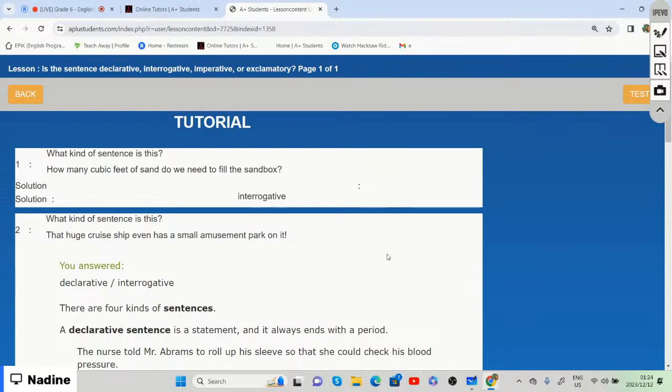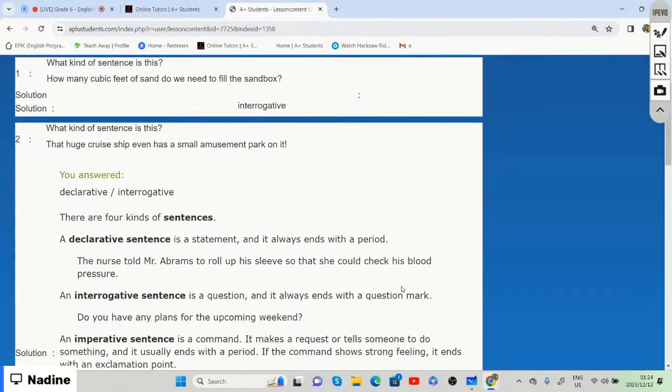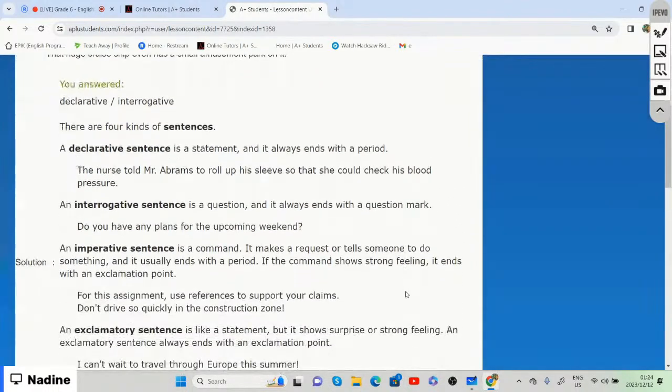And remember, when we identify what type of sentence it is, we need to keep in mind if it's a declarative sentence, interrogative sentence, an imperative, or an exclamatory sentence.